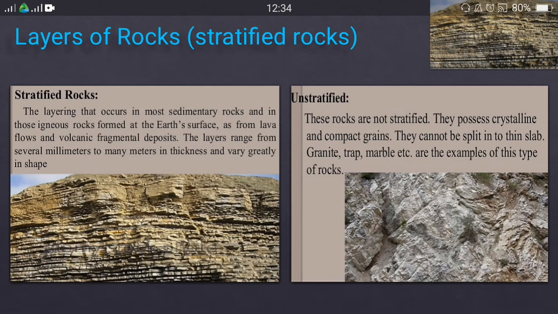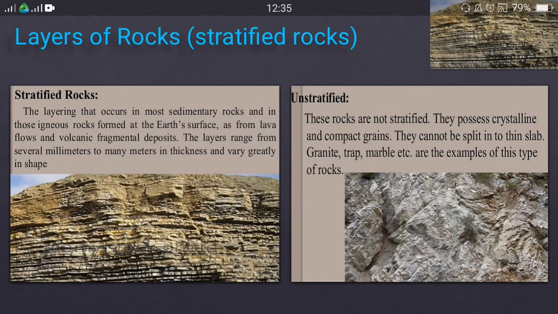Next, we have layers of rocks, stratified rocks. When we say stratification, it is the layering that occurs in most sedimentary rocks and in those igneous rocks formed on the Earth's surface. And this layered structure is formed by the deposition of sedimentary rocks. Changes between strata are interpreted as the result of fluctuations in the intensity and persistence of the depositional agent, such as currents, wind, or waves, or in changes in the source of the sediments.